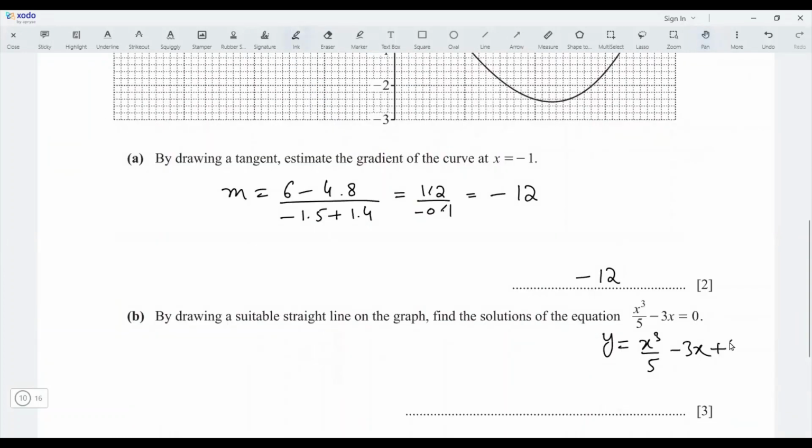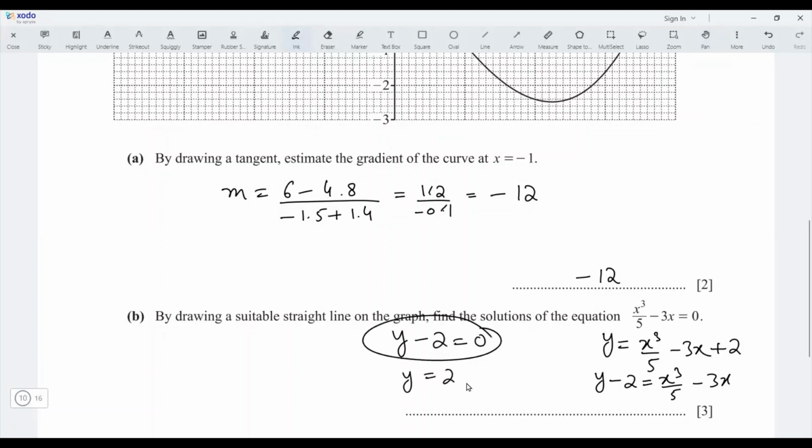So if we bring that +2 onto the other side, it becomes y minus 2, and you can see the right hand side of both of the equations are equal, meaning x cubed by 5 minus 3x are equal. So y minus 2 must be equal to 0. From this we have the equation of the line, that is y equals 2.